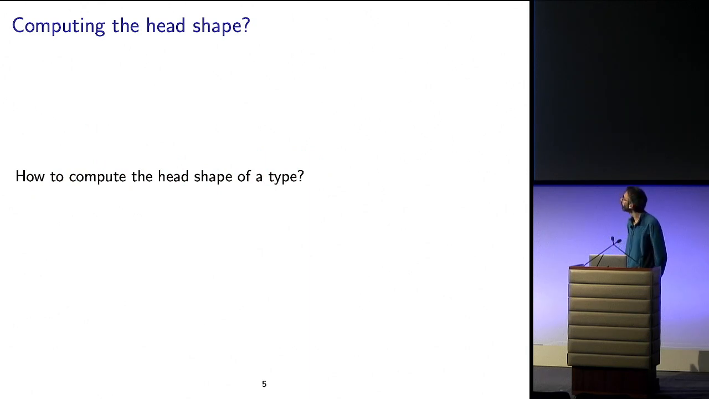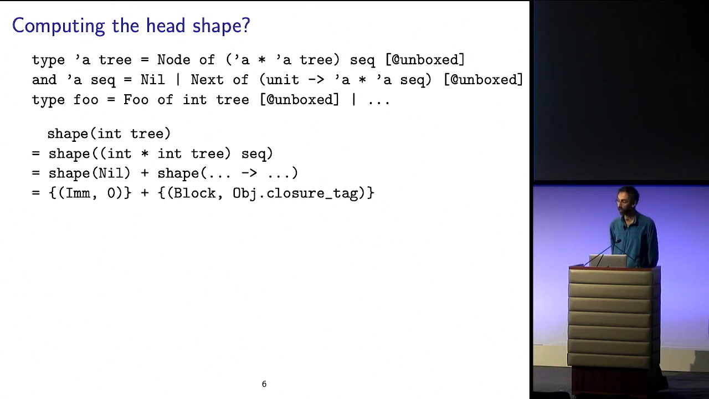And they would pick their own specific abstraction. So then, okay, we have this idea. How do you compute the head shape of a type to check? Here is an example. I have a type of n-ary trees, which are nodes of a sequence of children and a value. Each child has a value attached to it, whatever. And then you have this type of sequences, which are either empty sequences or a function that will on demand return you the first element of the sequence and the rest. And then you have some type foo that contains an integer tree with an unbox annotation.